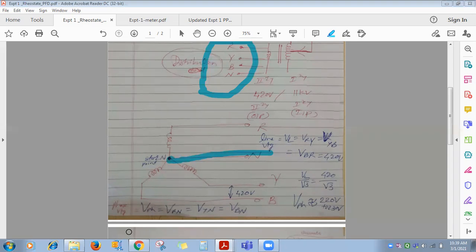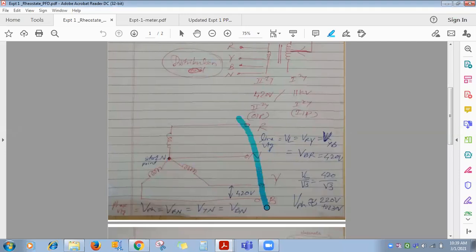Correct. 4 terminals are available, so it is called a 3-phase 4-wire AC supply. Is it clear to all of you? 3-phase means what? RYB. And neutral is the 4th wire, which we tap from the star point.